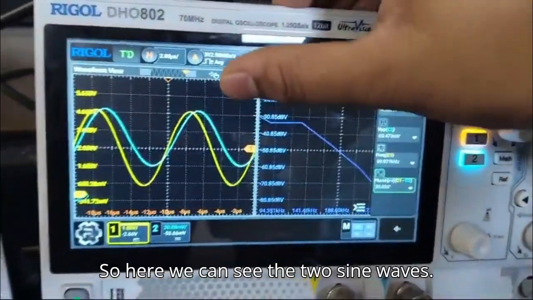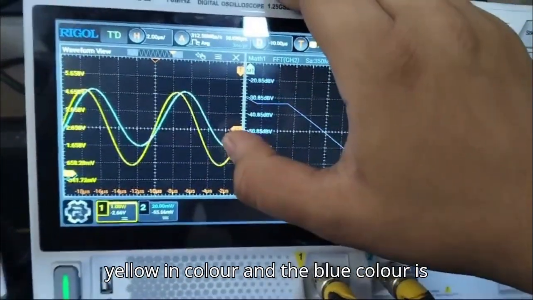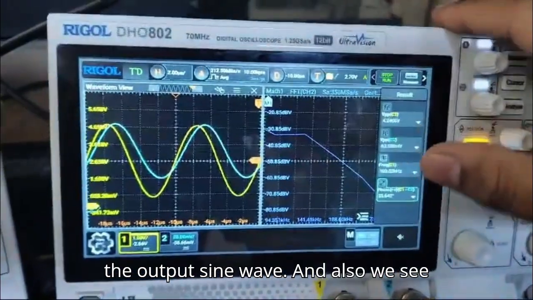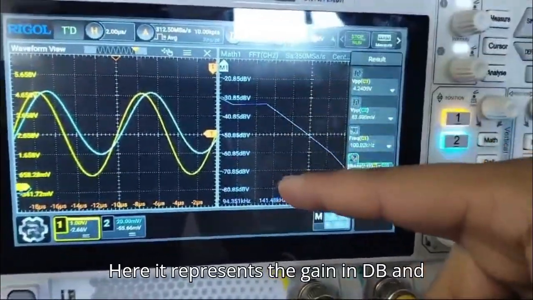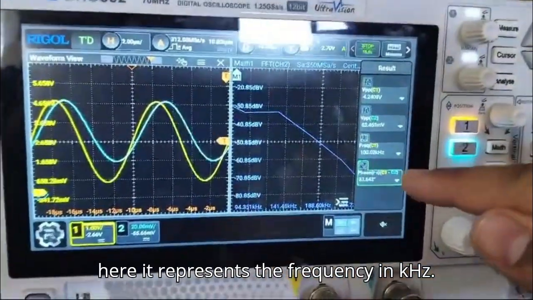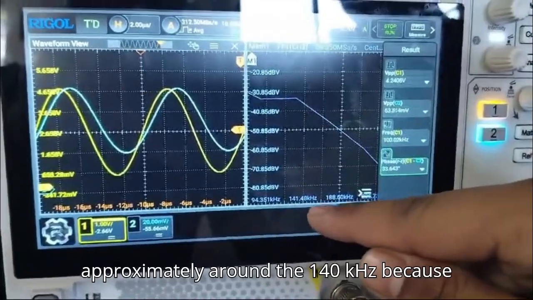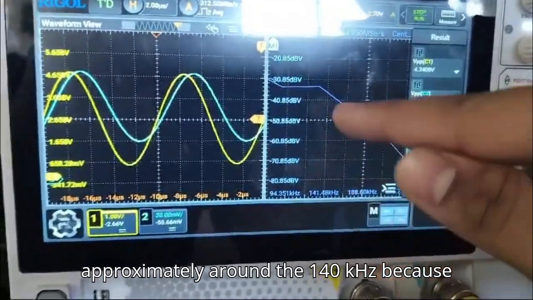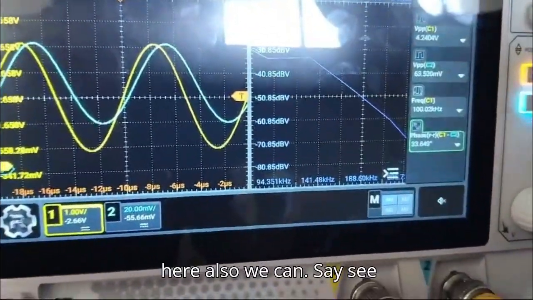So here we can see the two sine waves. The input sine wave is yellow in color, and the blue color is the output sine wave. And also we see here the FFT graph of the output signal. Here it represents the gain in dB, and here it represents the frequency in kilohertz. The 3 dB cutoff frequency is approximately 140 kilohertz because the graph decreases here.